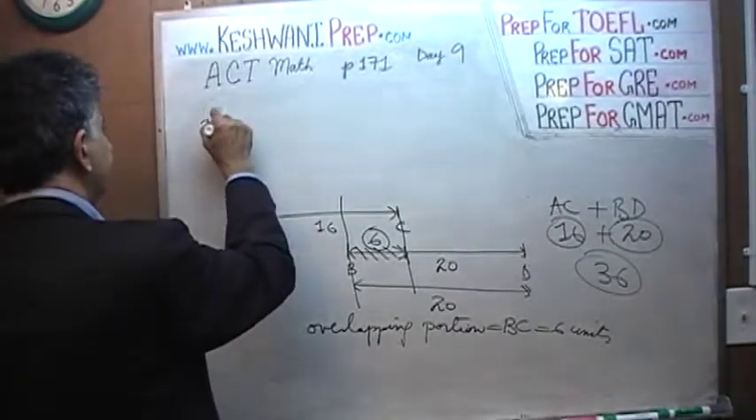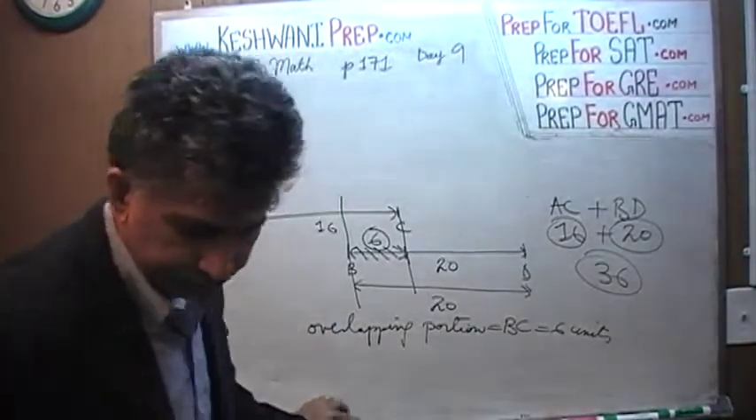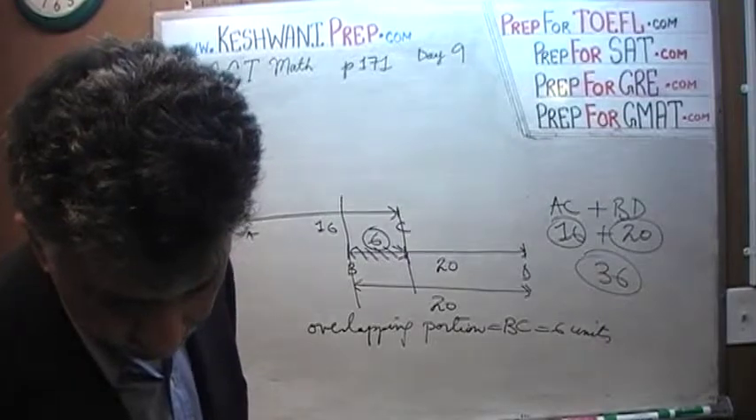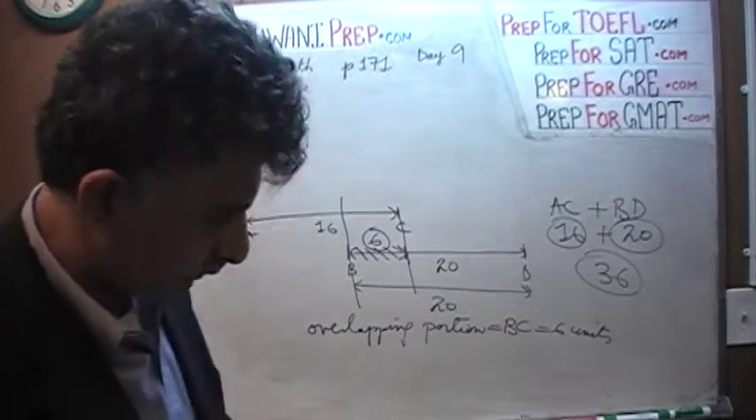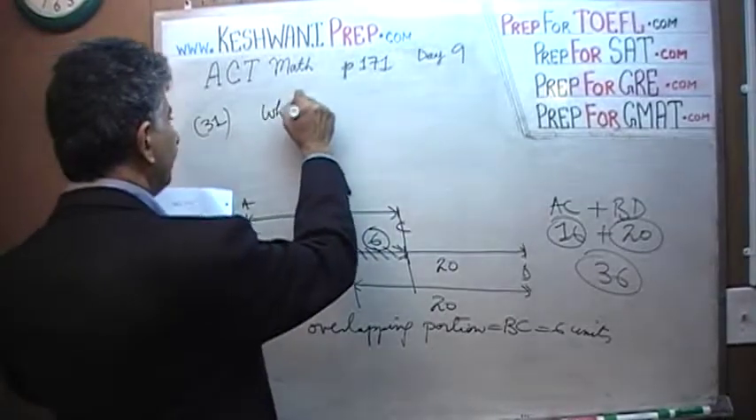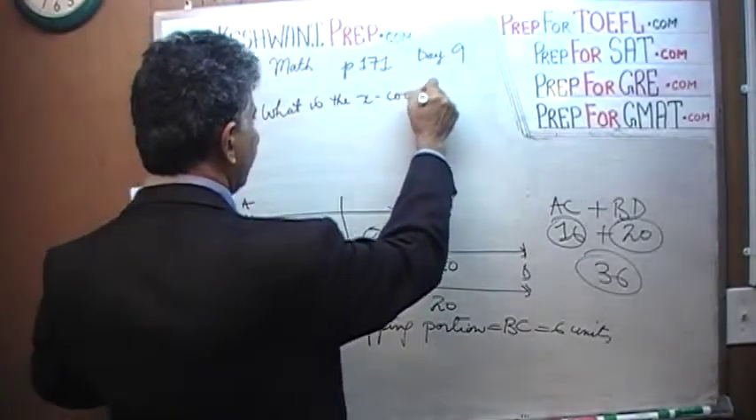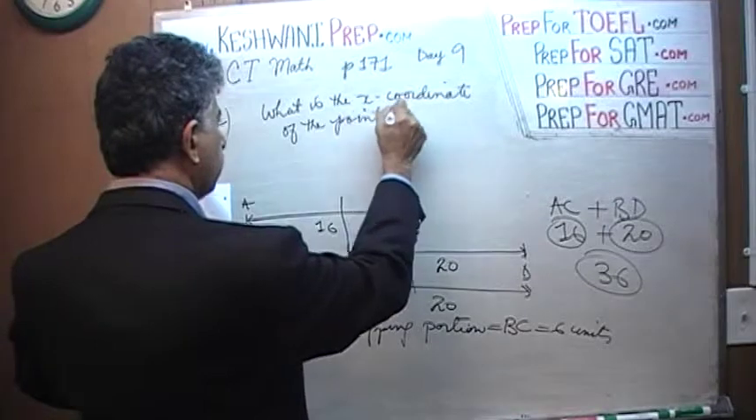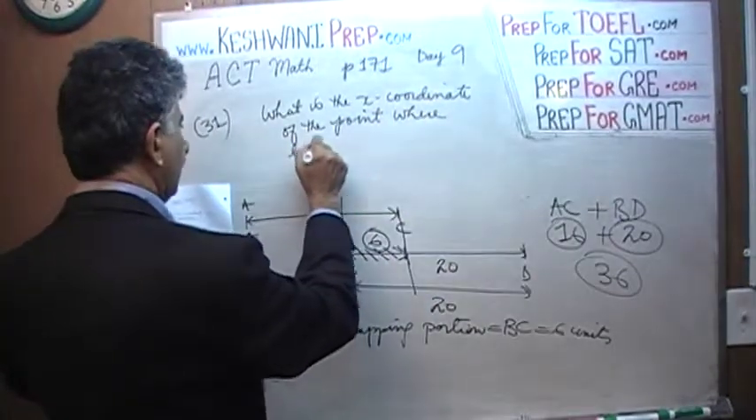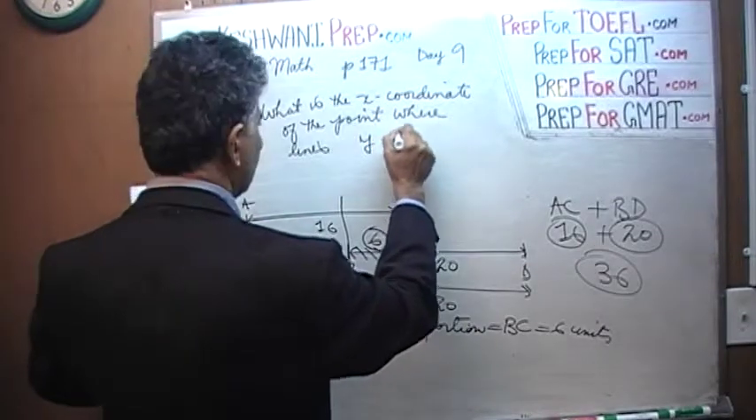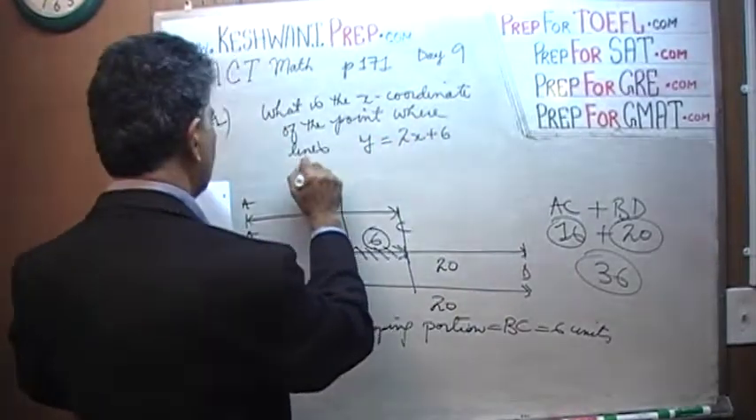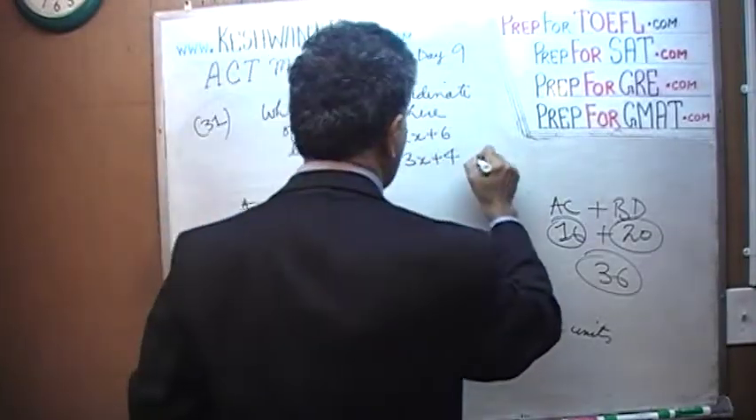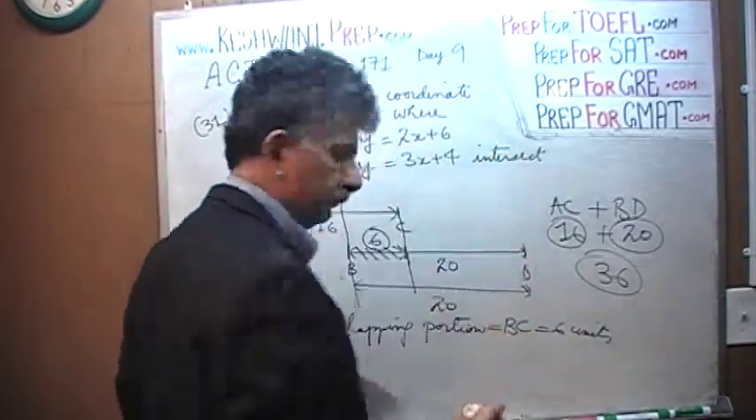Number 31. What is the x coordinate of the point in the standard xy coordinate system where lines y equals 2x plus 6 and y equals 3x plus 4 intersect? Well, let's find out, shall we?